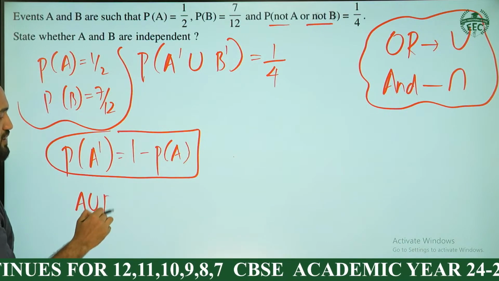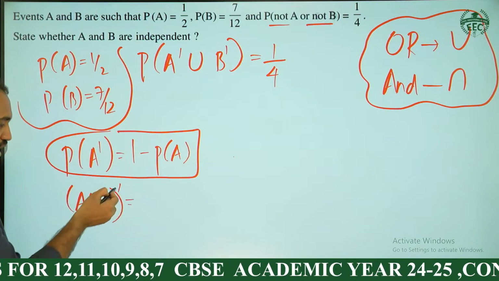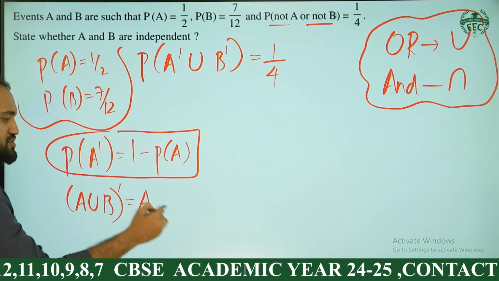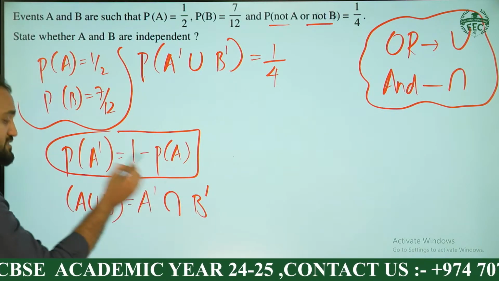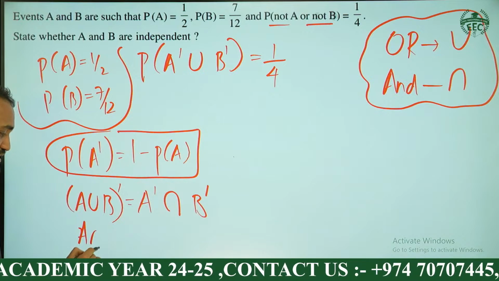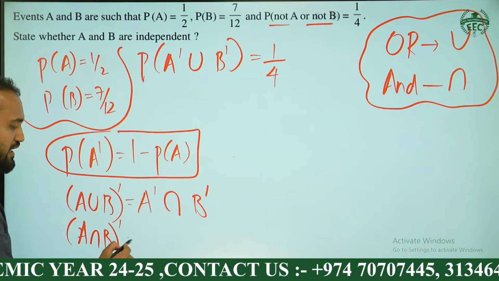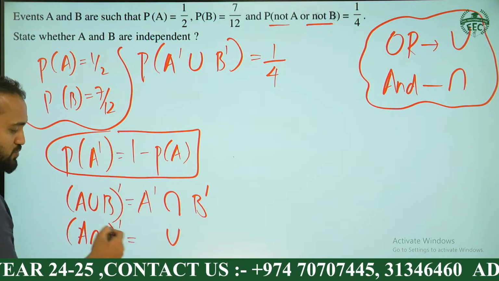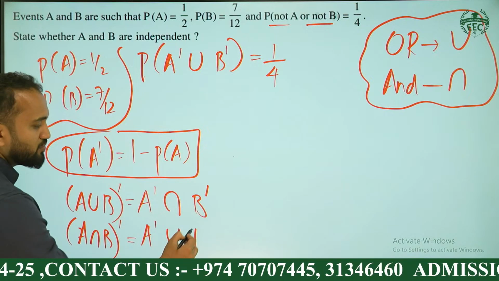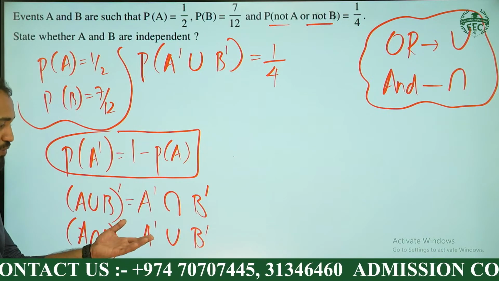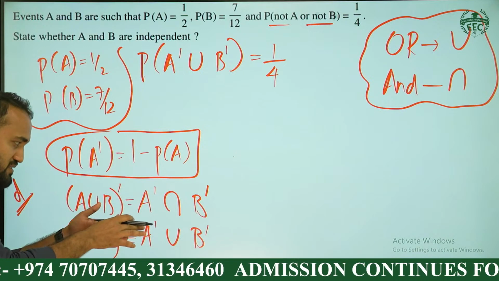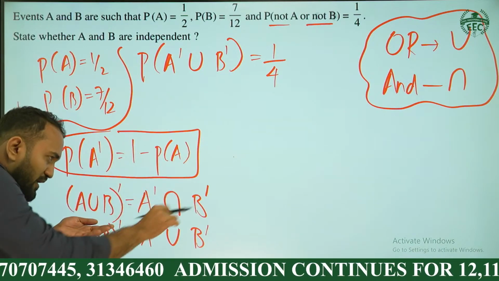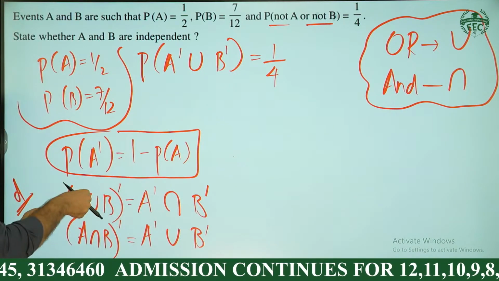A union B, the whole dash is equal to A dash and B dash split. But remember, the union will be converted into intersection. And similarly, if it is intersection, then the intersection will be converted into union, so that you can split the two complements over here. This is how De Morgan's rule is defined. So based on that logic, if this thing is equal to this thing, conversely this will be equal to this one.